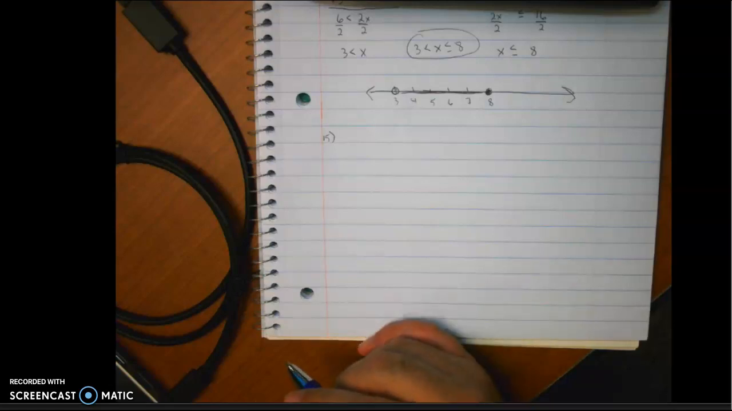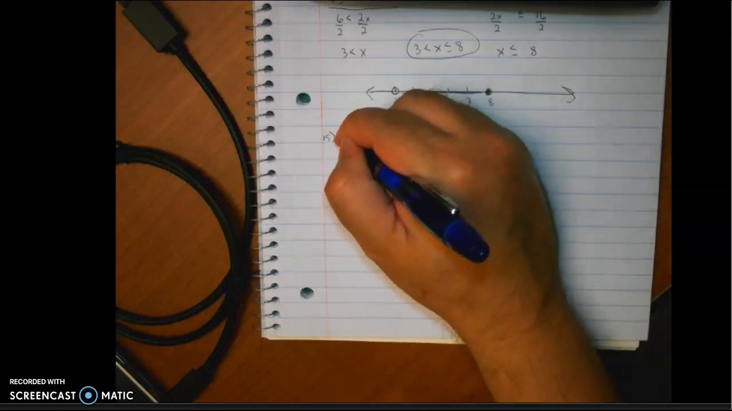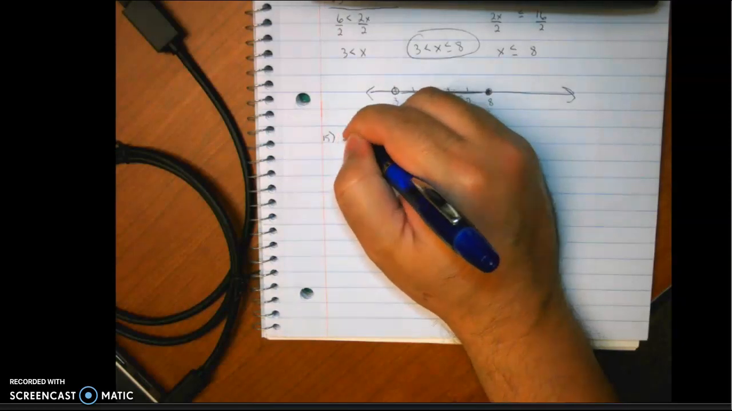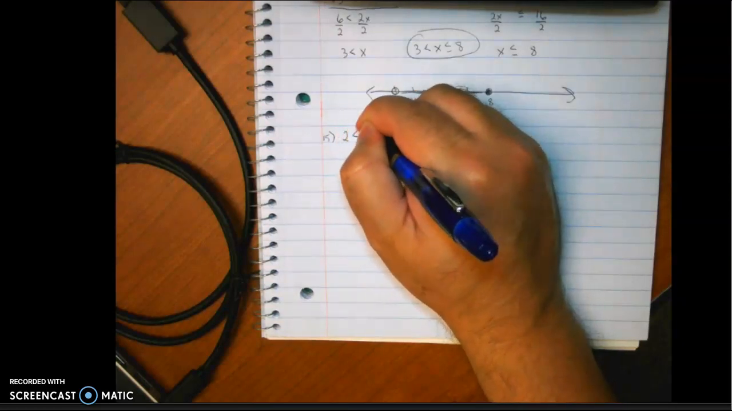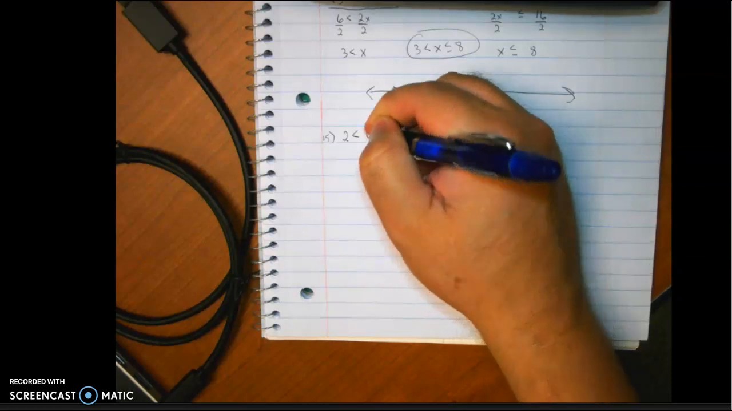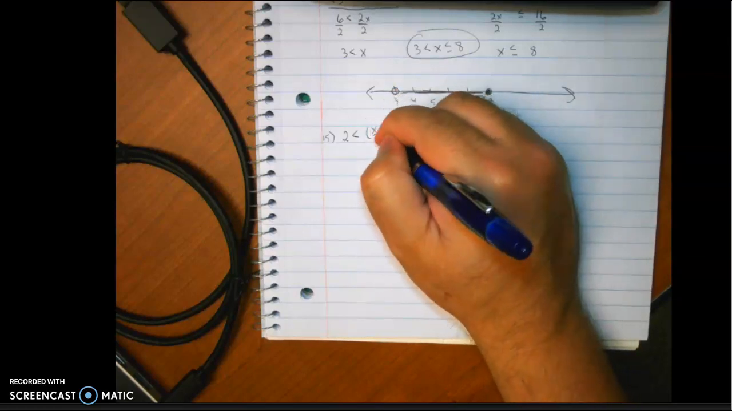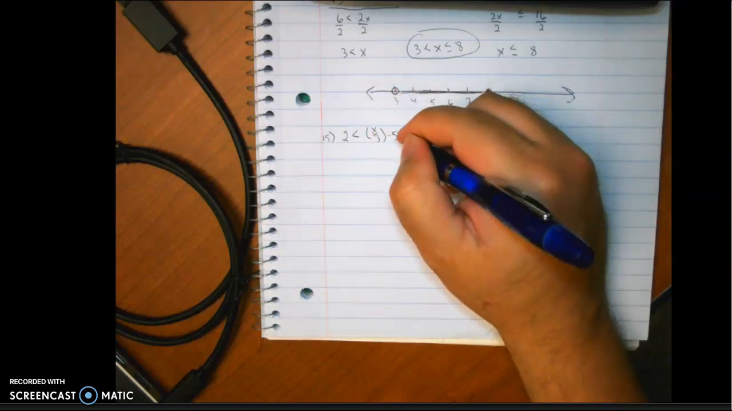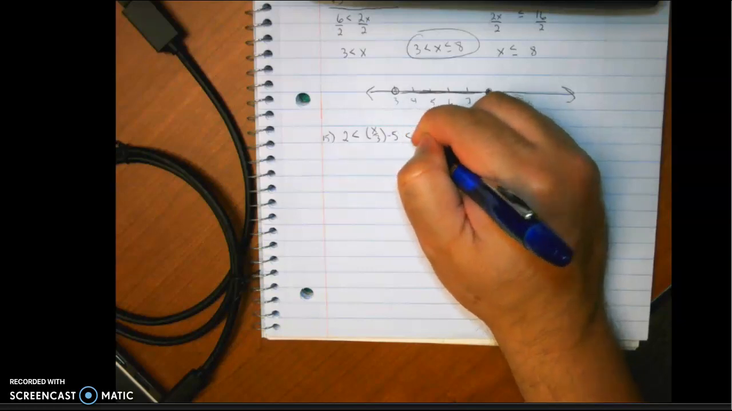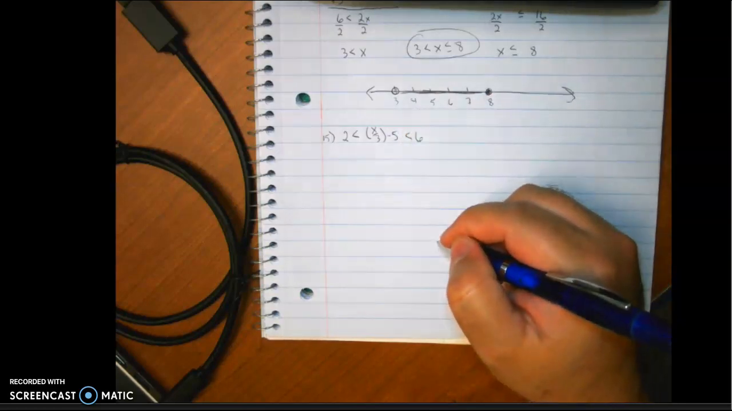Okay, now on number 15, we have another conjunction here. 2 is less than x divided by 3 minus 5, which is less than 6. And again, we're going to separate this into two different problems.